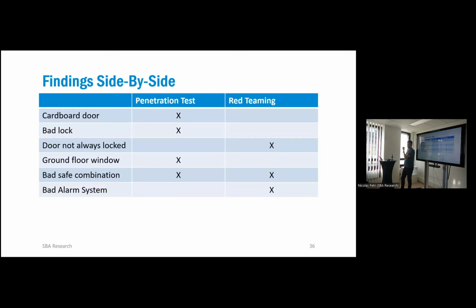But I have here a table comparing the findings side by side. You can see, again, as an example, that a penetration test finds different things than a red team. The penetration test, for example, found a lot of problems about how to get in, like a cardboard door, bad lock, a ground floor window which could be smashed, or the bad safe combination, not getting in, but another thing. Whereas the red team found other things.